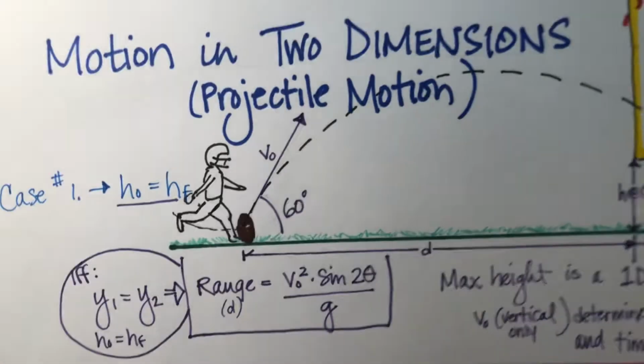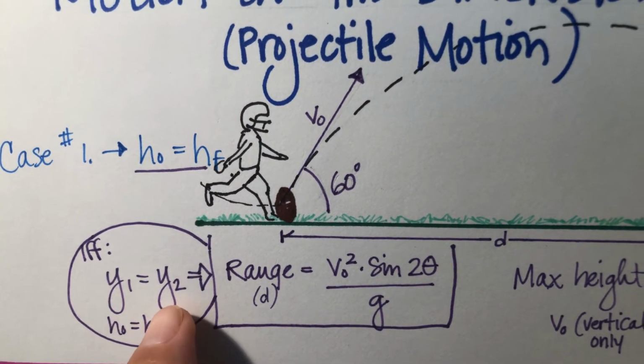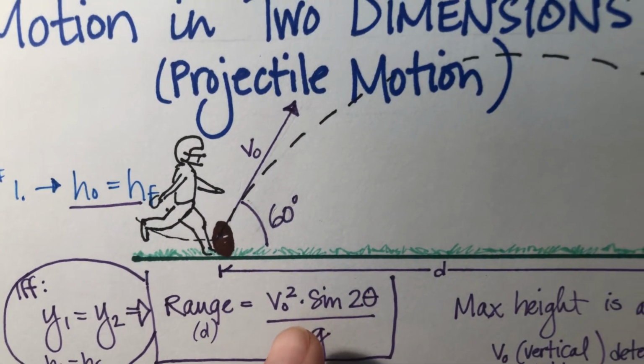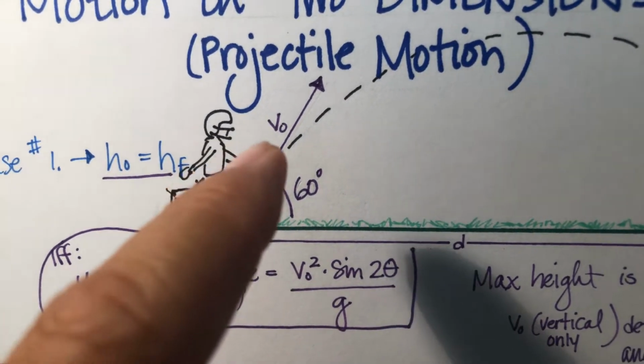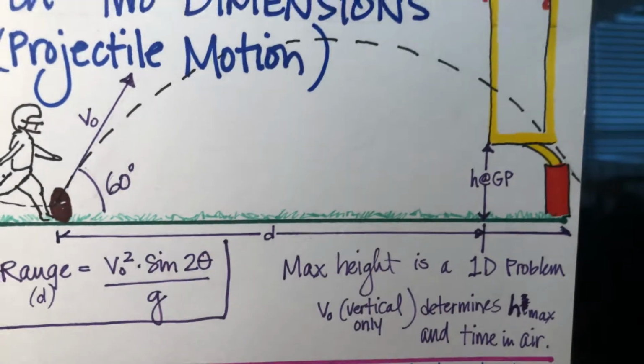We're going to use the range formula. And we can only use the range formula if y1 equals y2, or the height final equals height initial. So the range formula is equal to v initial squared times sine 2 theta over g. V is the entire velocity, not just the horizontal or vertical velocity.